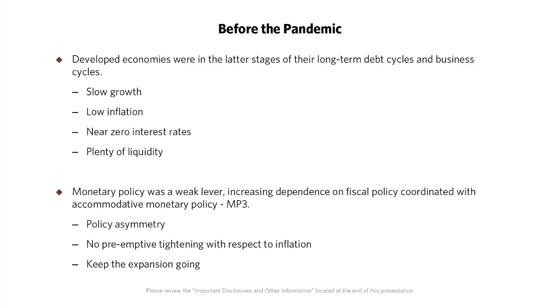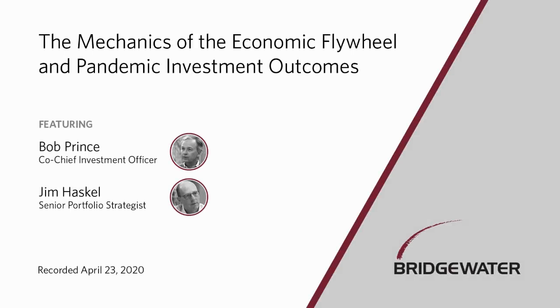And so going forward, we were faced with this policy asymmetry, meaning no limit to the amount that central banks could tighten, but very limited ability to ease and reverse a downturn. Therefore, we were not likely to see any preemptive tightening with respect to inflation. But if inflation actually was going to materialize, it would take that to get that sort of tightening. The overarching goal of policy, particularly among central bankers, is to keep the expansion going. So that's where we were in January, 10 years into an economic expansion.